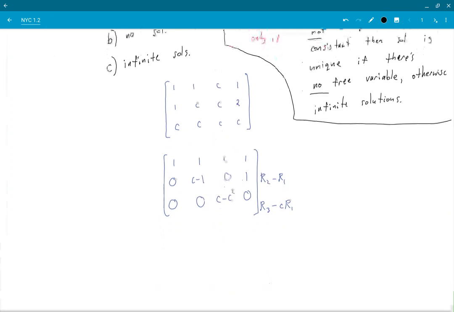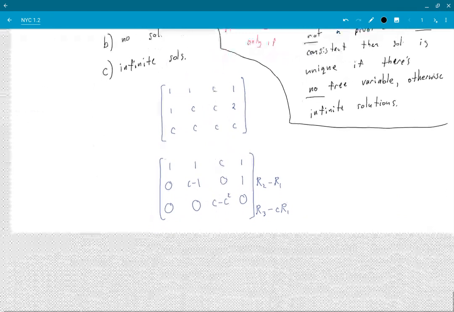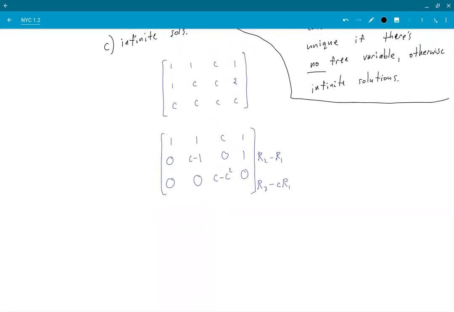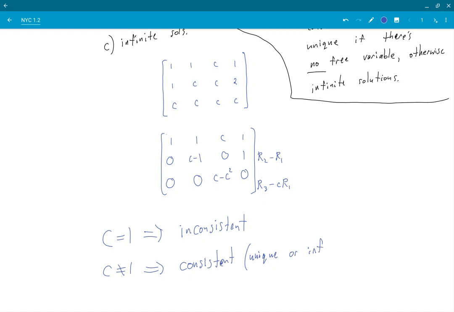So that's what I'll write down now. C is equal to 1 gives me inconsistent. C not equal to 1, that'll give me consistent. Okay, remember consistent means unique solution or an infinity of solutions.